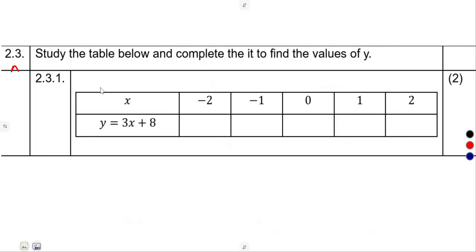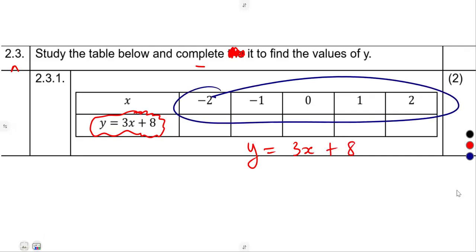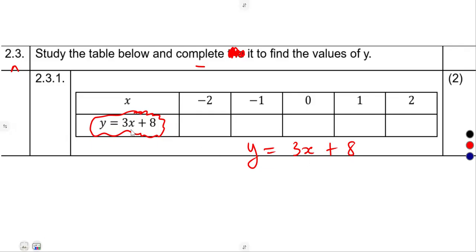On question 2.3, study the table below and complete the table to find the values of y. We are given that y is equal to 3x plus 8. That's our equation to be used. Substitute the x values in order for us to determine y.